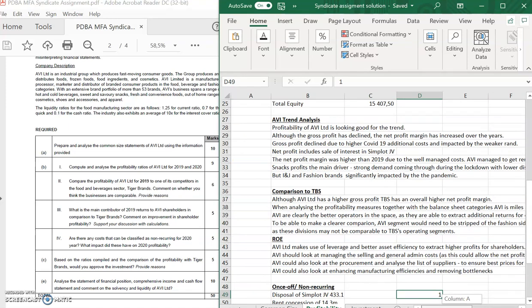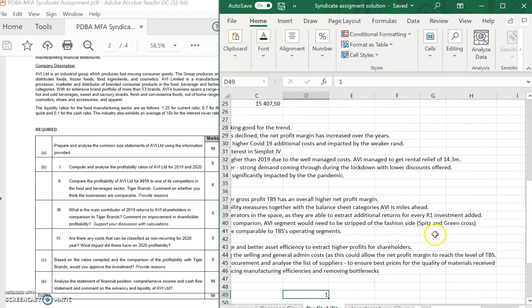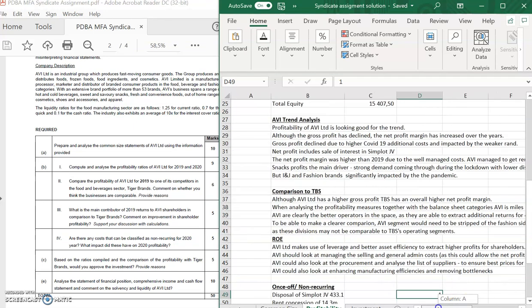from an equity perspective. But to be able to make a clearer comparison, you need to be aware that AVI has a fashion business. It's got the Spitz and Green Cross, whereas Tiger Brands doesn't. So to be able to compare, we might want to actually also strip out the fashion side of the business to be able to make a like-on-like comparison.